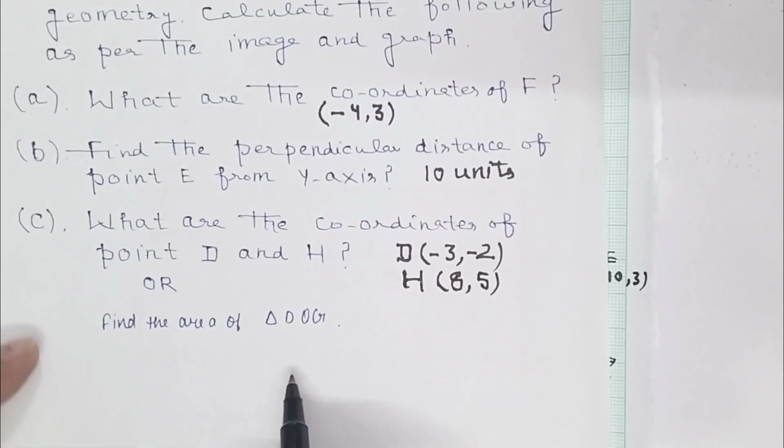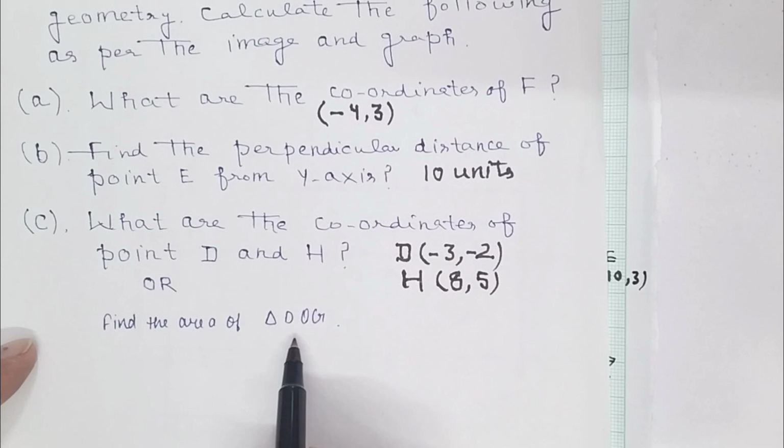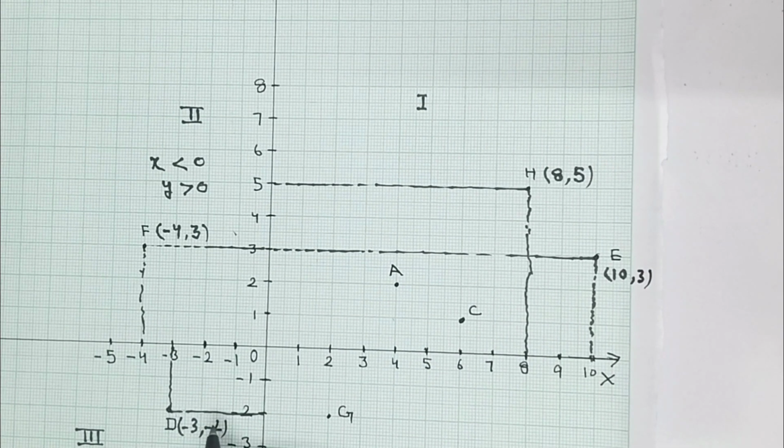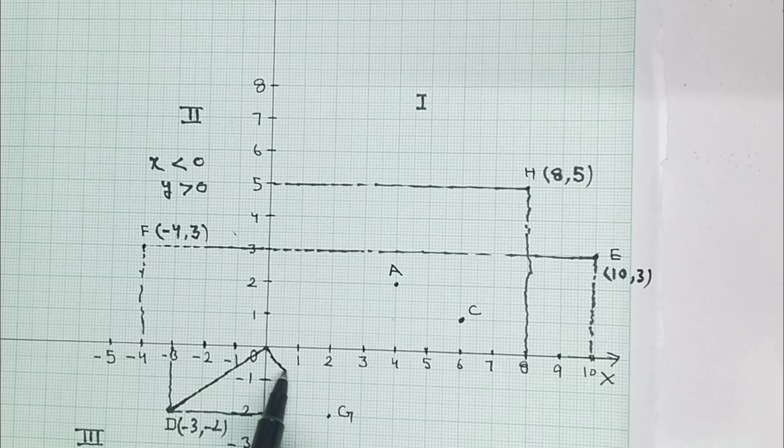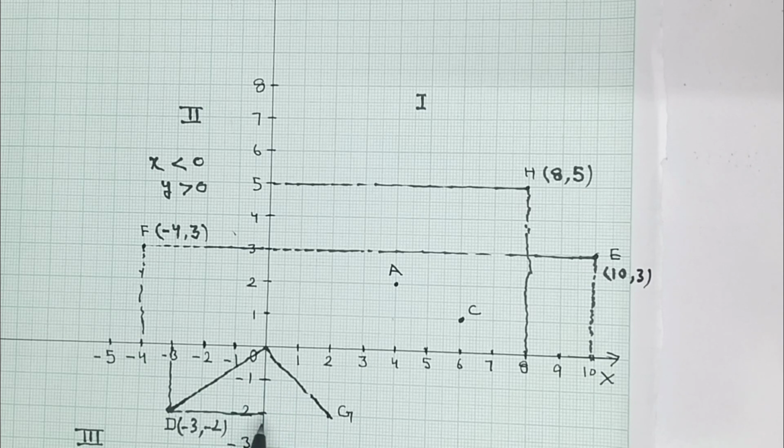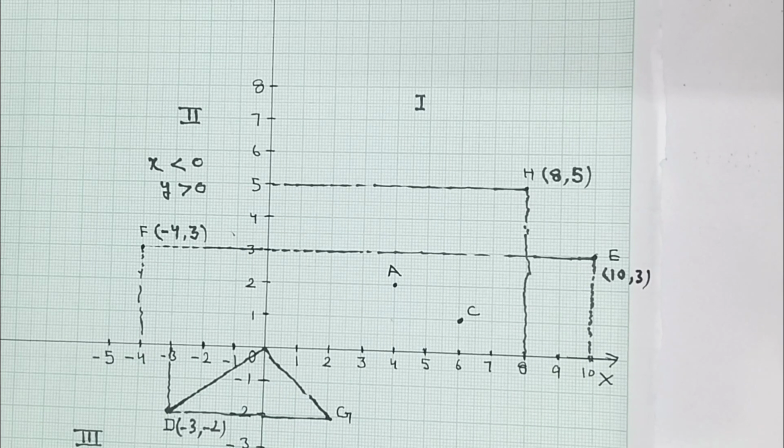And there is an OR part for this question. Find the area of the triangle DOG. So this is point D, this is O, and this is G. Now if I join this way, DO, and this is OG, and this way I am joining here.